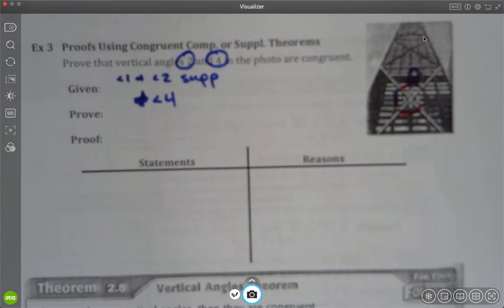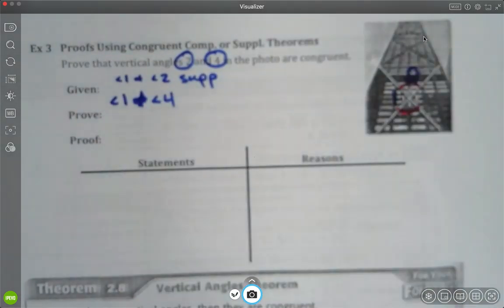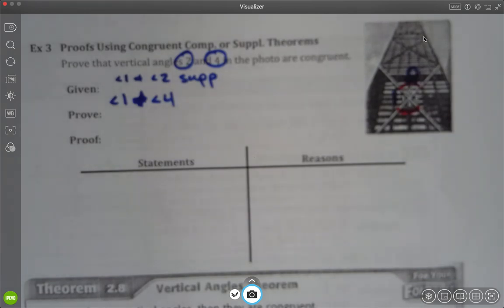According to judgment, what needs to be supplementary to angle 1? Because 4 is supplementary to 3 and it's supplementary to 1. But which one's going to help me according to the theorem? I need 1 in there, right? They have to share the same supplementary angle, right? 2 and 4 have to share the 1, right? In order for this theorem to work. So if I say angle 4 is supplementary to 3, I'm not wrong, but it's not going to help me. Right? I need them to share the same angle.